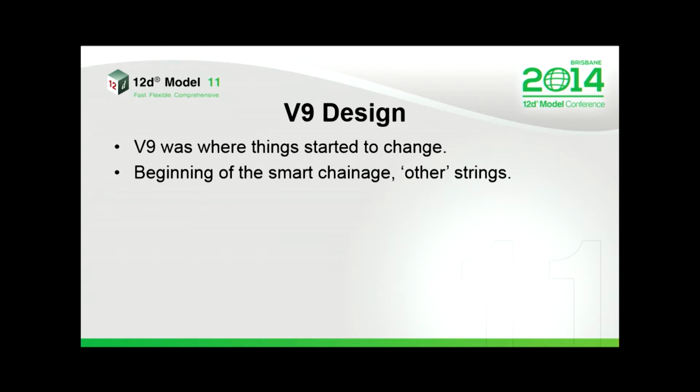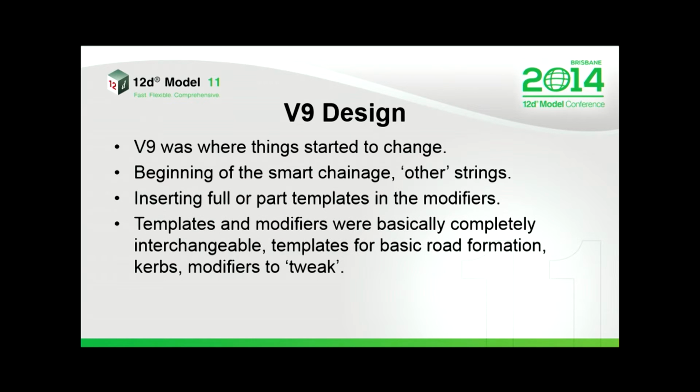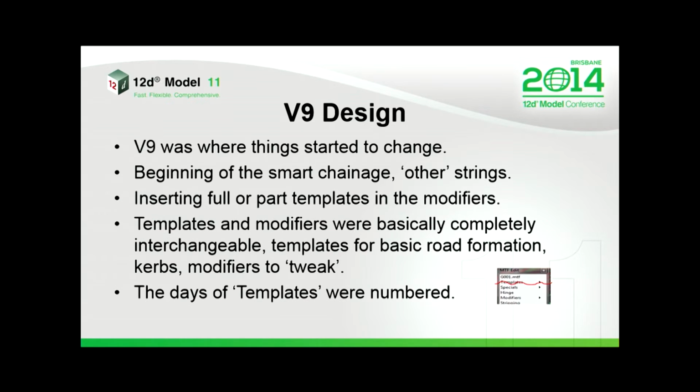Okay, so then just a rough history of the design. V9 was where things started to change after a fair amount of time. We had the beginning of the smart changes. I think in V9 you could get start of other string, end of other, a couple of the basic smart changes. In V9 we allowed you to insert templates inside the modifiers. So you could take a fixed part of another template and insert it into your current template. This is where people start to go, oh, I've got a template for a curb, I've got a template for a footpath. As said, by V9, the templates and the modifiers were basically completely interchangeable.